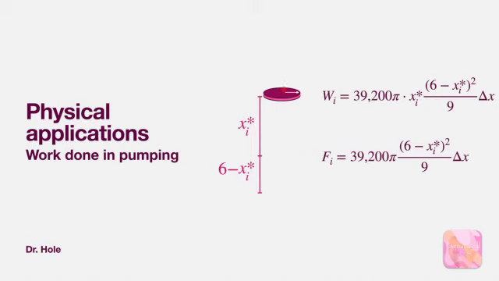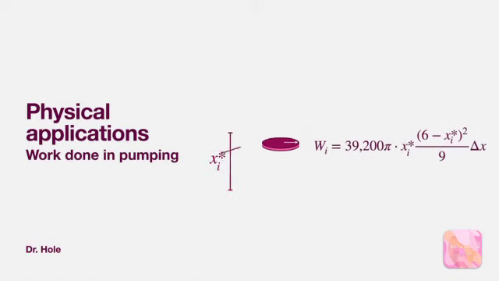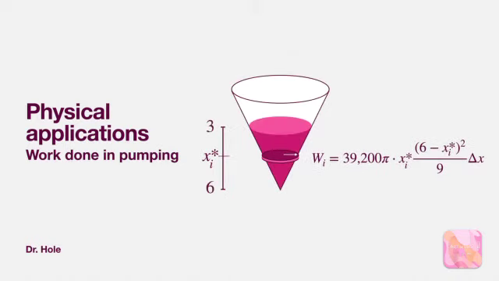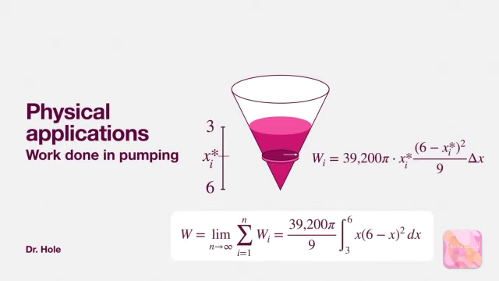Good. So a slab of water at a depth of x i requires this much work to lift it to the top of the cone. Add up all of these w sub i's to come up with the total work required to drain the tank of its water, pump the tank of its water. And then take a limit of that Riemann sum to get a definite integral.